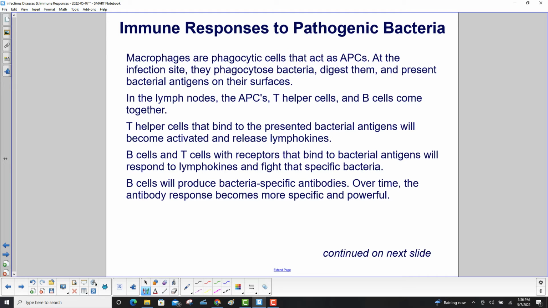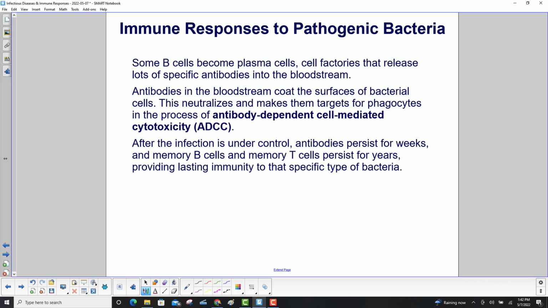B cells and T cells with receptors that bind to the bacterial antigens will respond to the lymphokines and fight that specific bacteria. Remember, the adaptive system is very specific as to what it works on. B cells will produce bacteria-specific antibodies. Over time, the antibody response becomes more specific and powerful. Some B cells become plasma cells, cell factories that release lots of specific antibodies into the bloodstream.